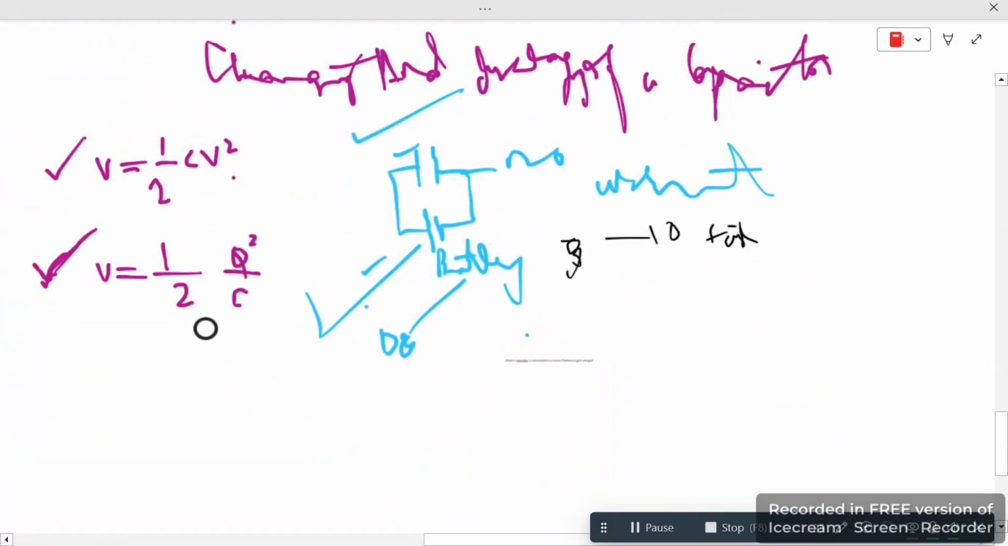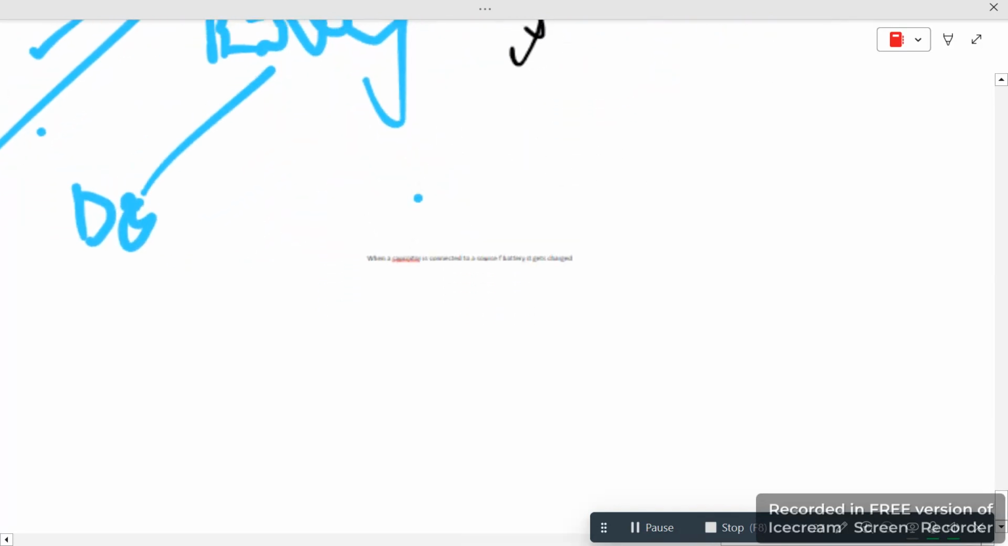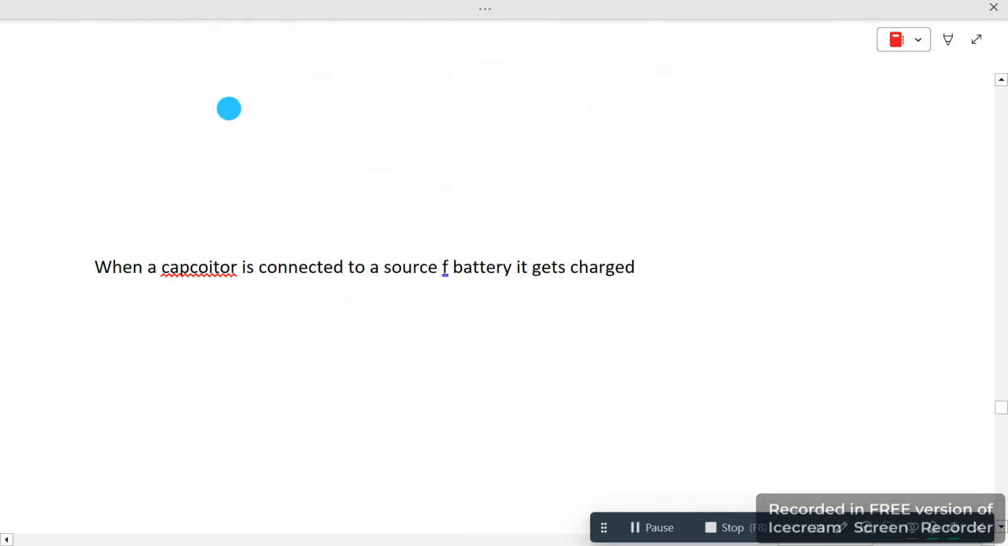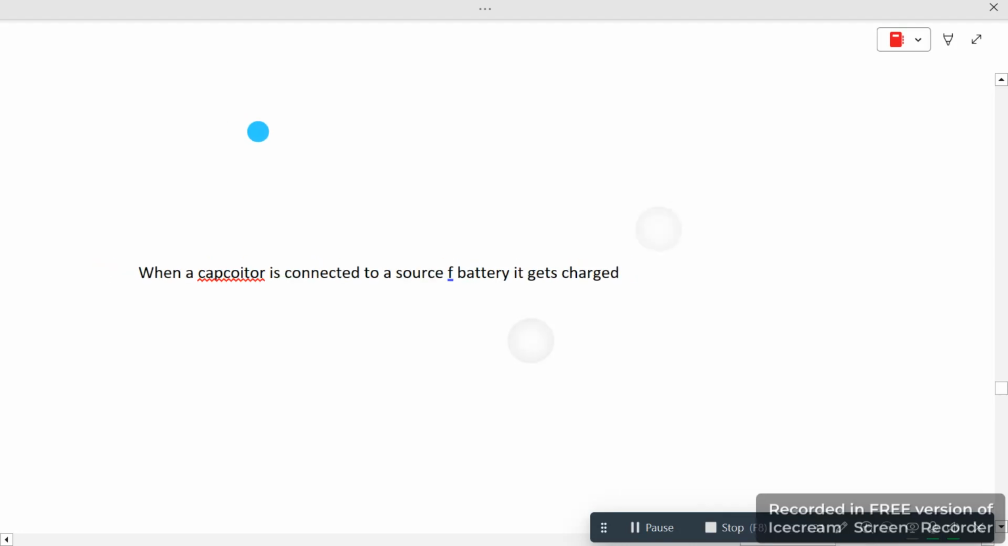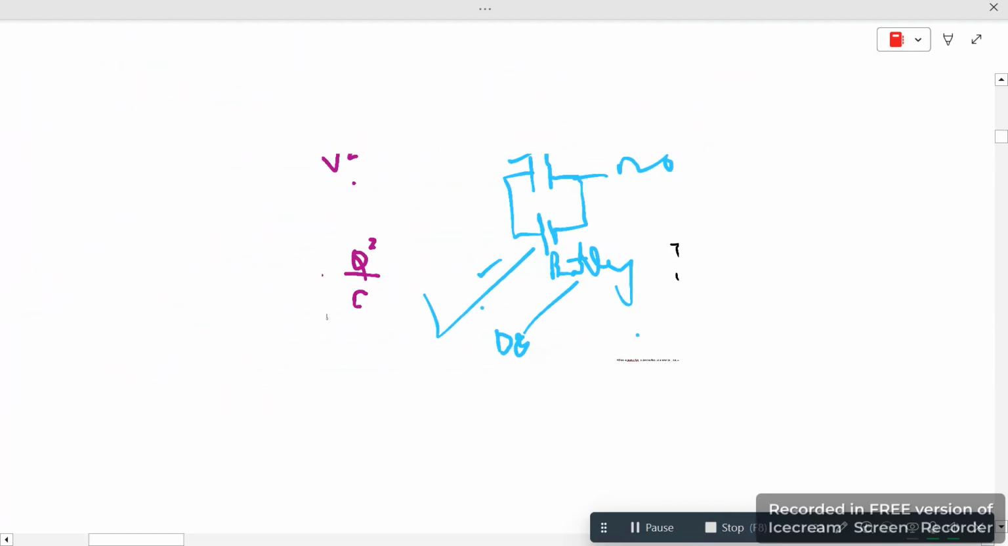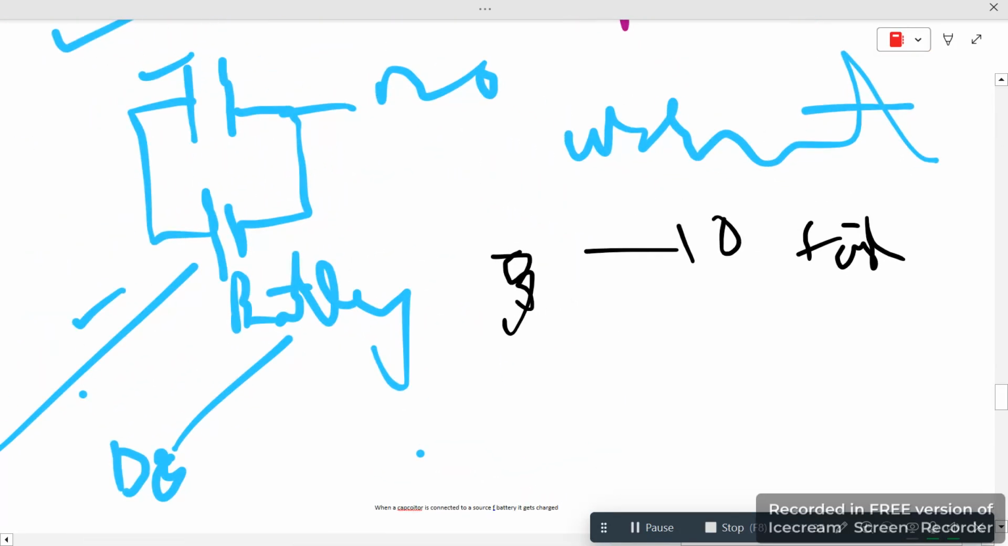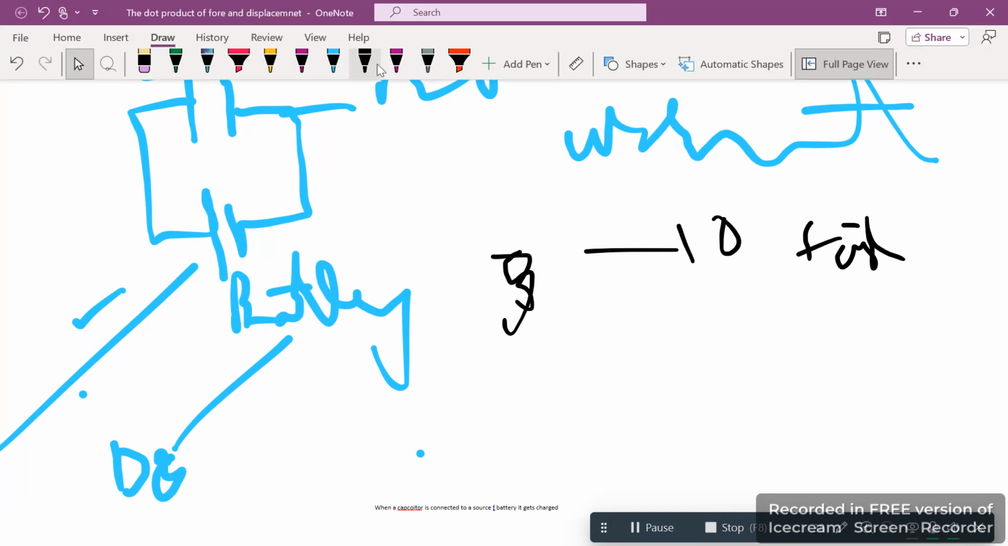So yes, let's get started. It's written that when a capacitor is connected to a source of battery, it gets charged. That's so simple. So yes, we were discussing this in the last video.